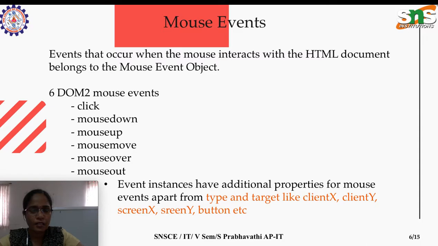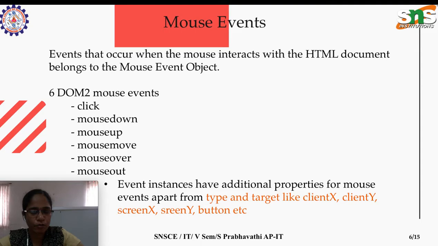Okay, and here we are going to see some of the mouse events like click, mousedown, mouseup, mousemove, mouseover, and mouseout. Previously we have seen something with the on prefix, is it not? So onclick, onmousedown, onmouseup, those are the attributes for the HTML elements which we have seen in intrinsic event handling.